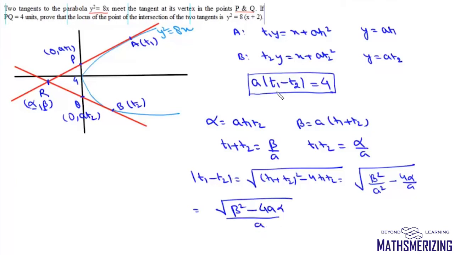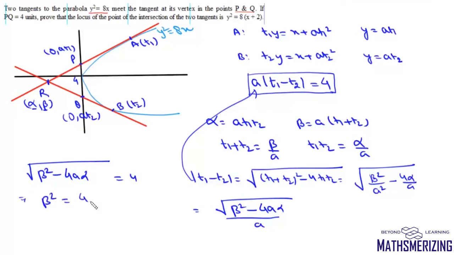Now it is given that a times (t1 minus t2) is 4. So we'll just put the value of t1 minus t2 in this equation. Then we'll get under root of beta square minus 4a alpha, and this is 4. Now we'll square it, we'll get beta square equals 4a alpha plus 16. Now here the value of a is 2, so I'll put a as 2. So we'll get beta square equals 8 times (alpha plus 2). Now eventually we'll replace beta with y and alpha with x. So we'll get this equation as y square equals 8(x plus 2).